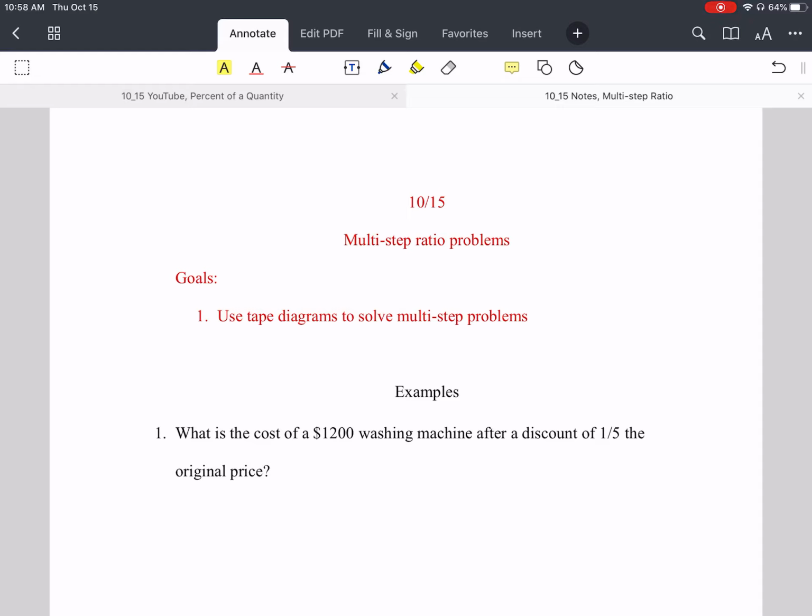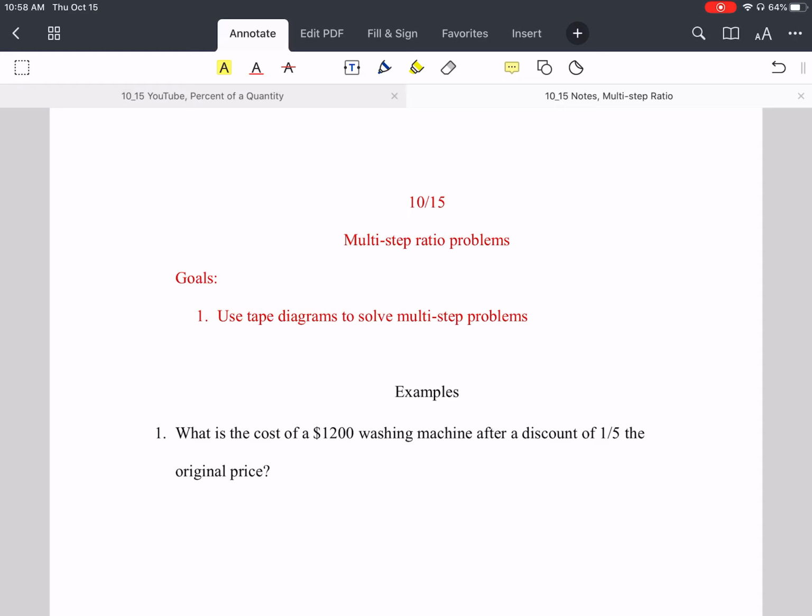These are multi-step ratio problems, which means that the problems will require you to use more than one step. Your goals: use tape diagrams to solve multi-step problems. I believe that tape diagrams are going to be the easiest for most of you. If you are using a strategy that does not involve tape diagrams, that is fine.